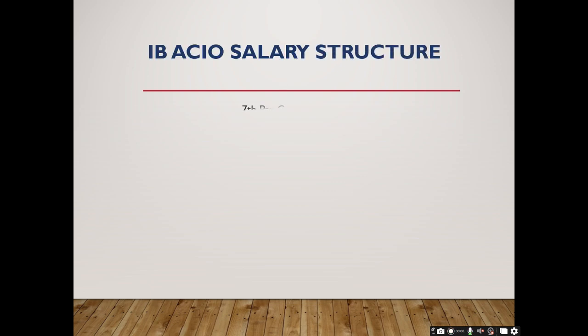Final preparation strategy: clear the tier 1 cutoff with strong accuracy. Focus seriously on tier 2 writing practice. Develop awareness and confidence for the interview stage. Consistency, discipline and smart preparation are the keys to cracking IB ACIO.